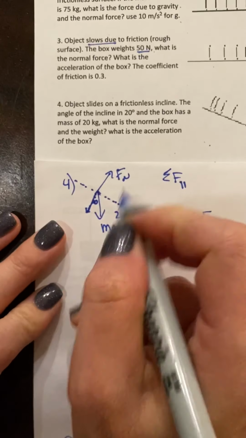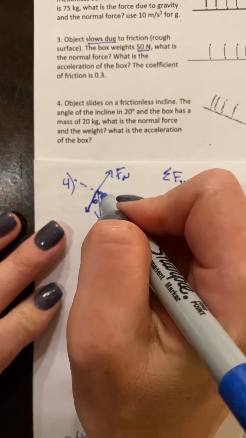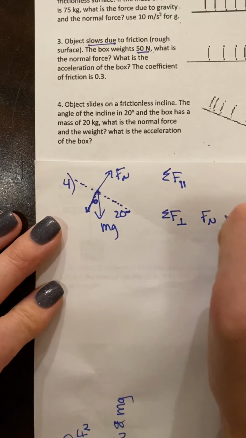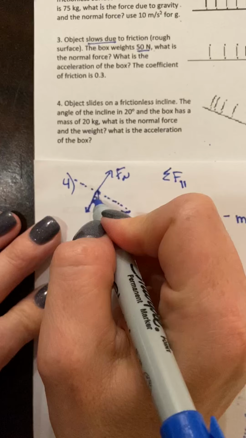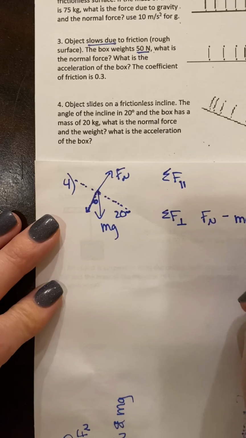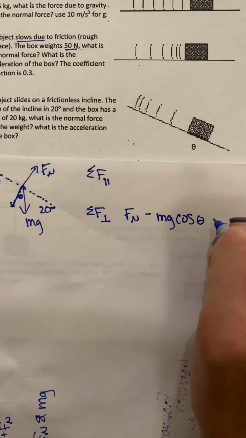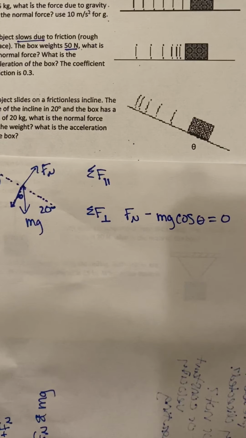So if I were to, we have my hypotenuse, which is mg. I'm looking for the cosine component and my angle. All right, this is the sum of my forces in the perpendicular to my plane.